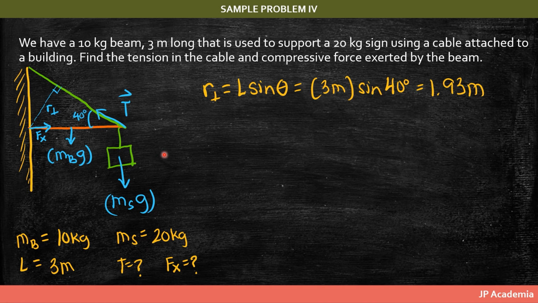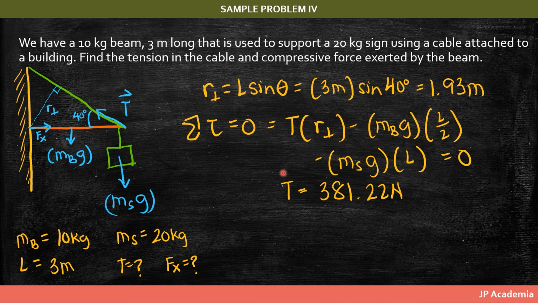Let's start by finding the value of this r that is perpendicular with respect to our cable in order to get later the torque due to this tension T. So we can get this value, or get this r perpendicular, which is equal to L sine theta. We know our L, which is 3 meters, and this is just 40 degrees, and therefore the value of this is 1.93 meters.